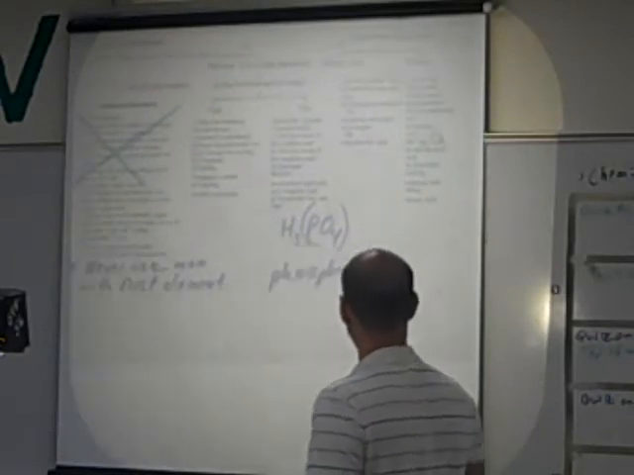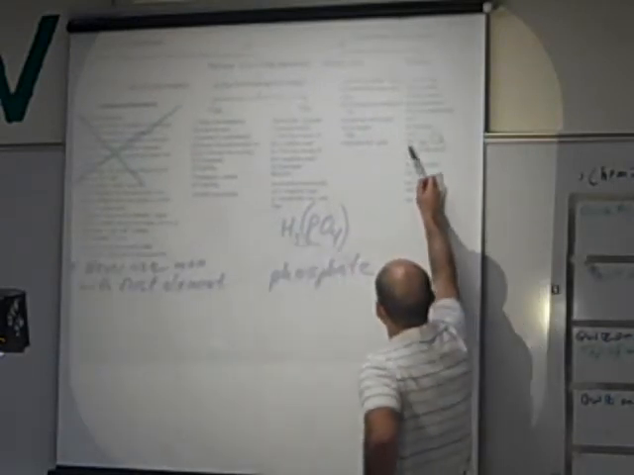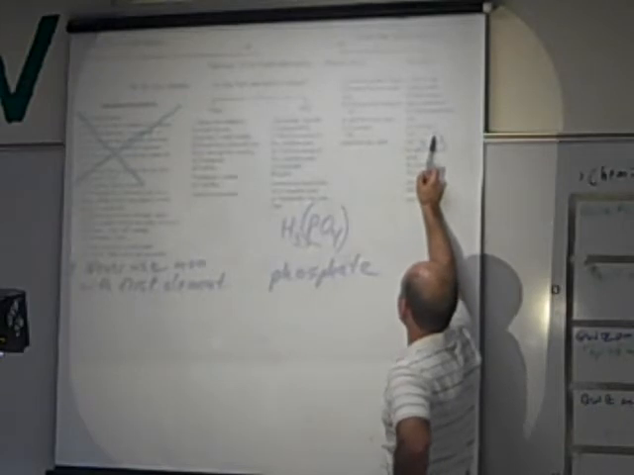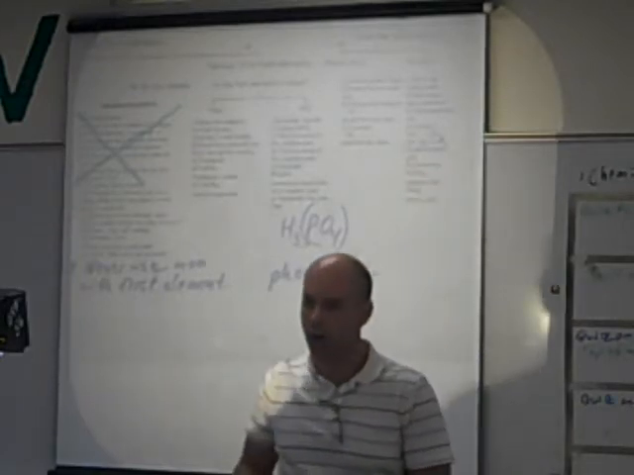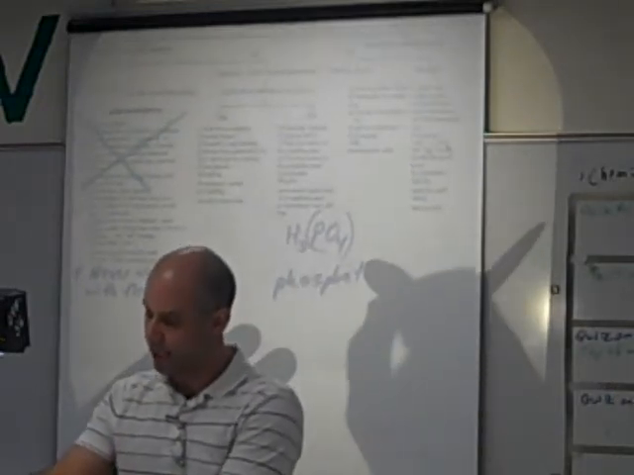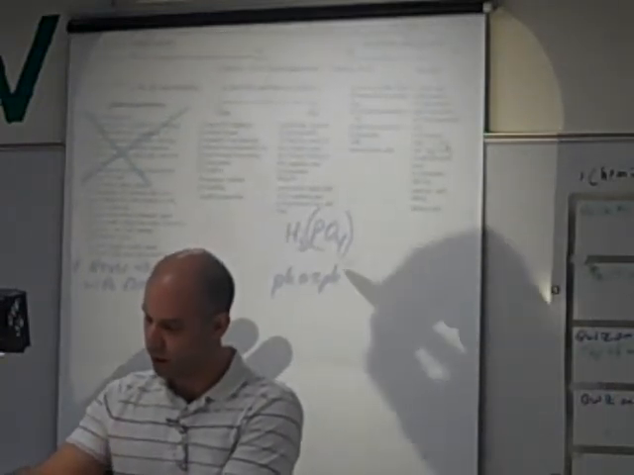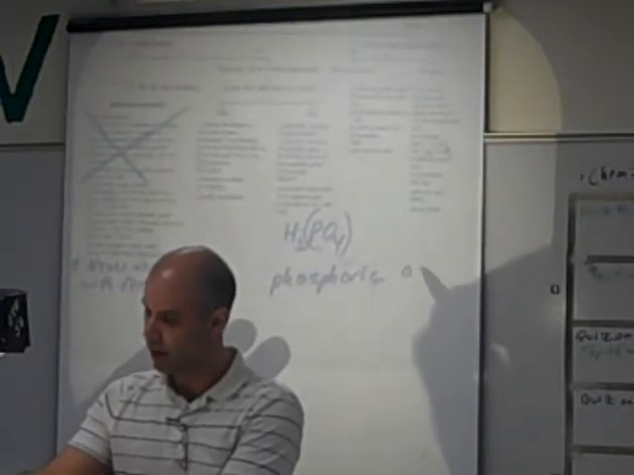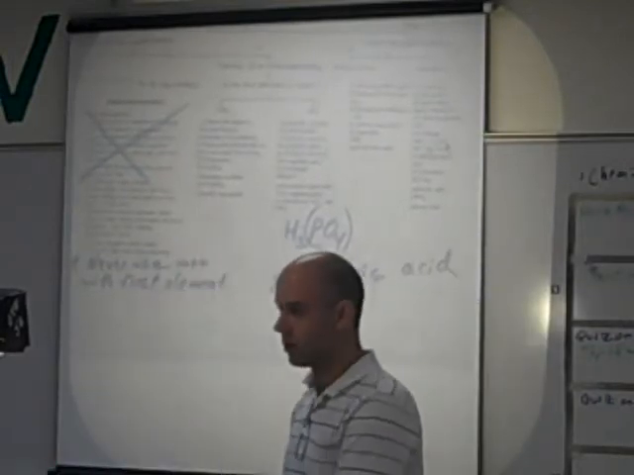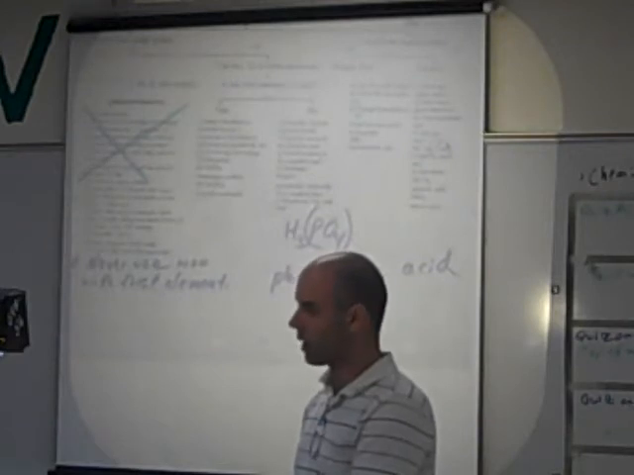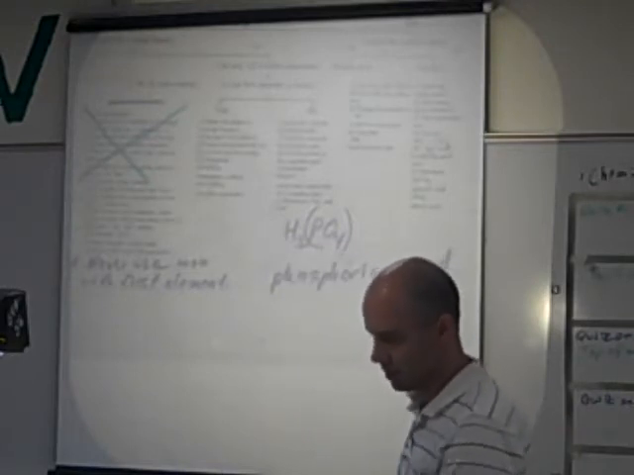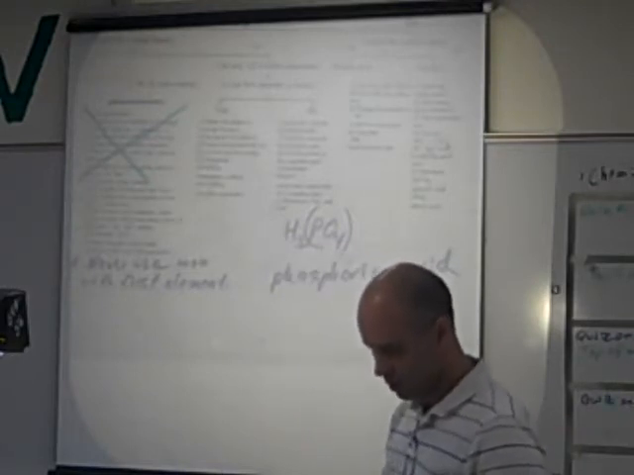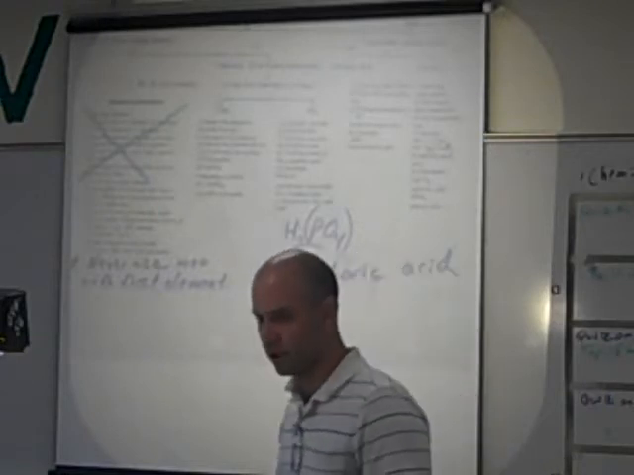And now we get to go Latin. If it ends in ate, change the ending to ic. If it ends in ite, change the ending to ous. So it ends in ate, so we change it to ic, phosphoric, and add the word acid. That's phosphoric acid, which I believe is in every soda to help give a little crisp bite to the flavor. So every time you drink soda, you're putting a little bit of acid on your teeth.